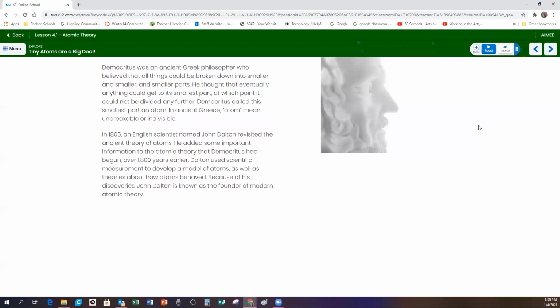In 1805, John Dalton revisited the ancient theory of atoms. He added some important information to the atomic theory that Democritus had begun over 1,800 years earlier. Dalton used scientific measurement to develop a model of atoms, as well as theories about how atoms behave. Because of his discovery, John Dalton is known as the founder of modern atomic theory.